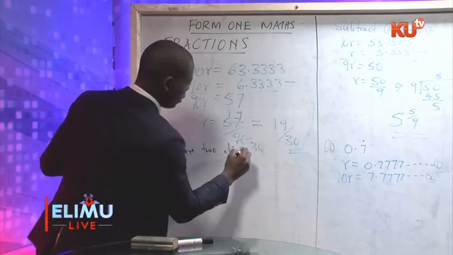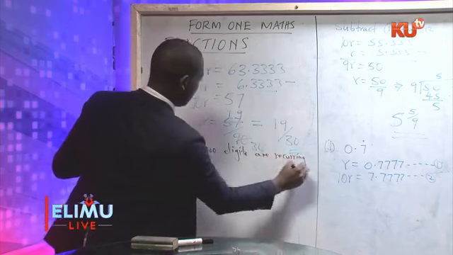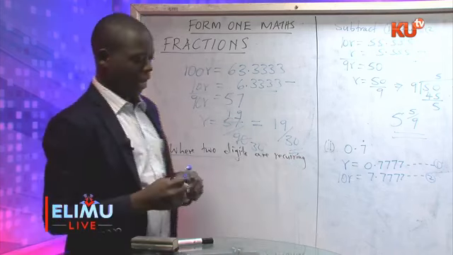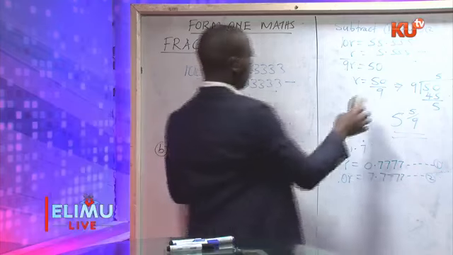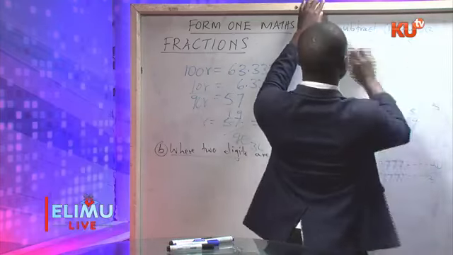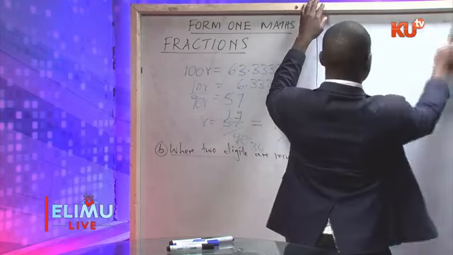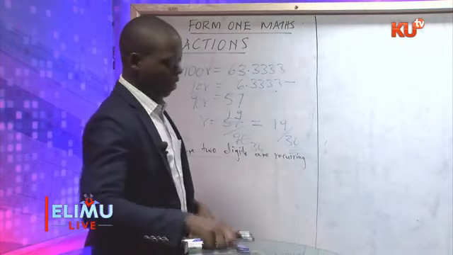Number 2, where 2 digits are recurring. So when the 2 digits are recurring, then what we look at is the same situation for the recurring decimal equation.